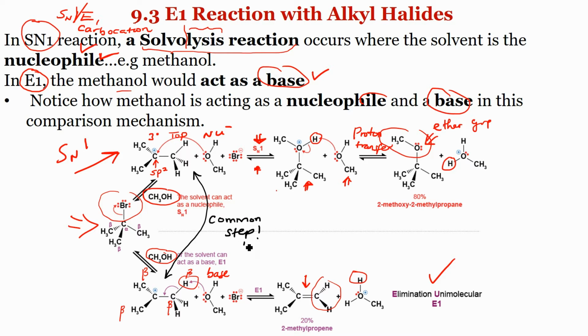That's a common step, which is formation of carbocation in SN1 and E1. That's why they compete. Now, can someone tell me which of these two processes will dominate and why? Unmute your mic.